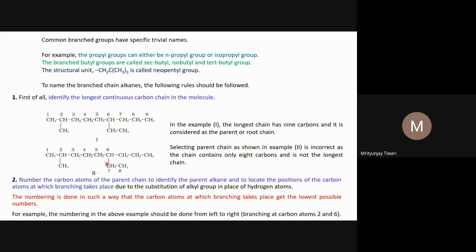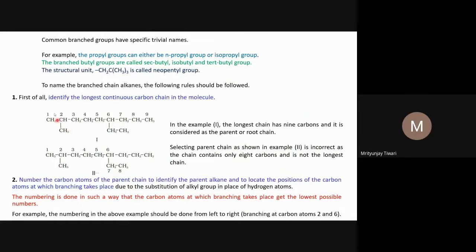So we cannot consider this as the longest continuous chain or the main chain or the root chain or the parent chain or the principal chain. So this contains the longest continuous chain, and what we see, these small chains, are considered the branches. This is the ethyl group and this is the methyl group. So there are two branches at this position. In this position, even if you consider it, there are also two branches, and this branch is a propyl group and this branch is a methyl group.